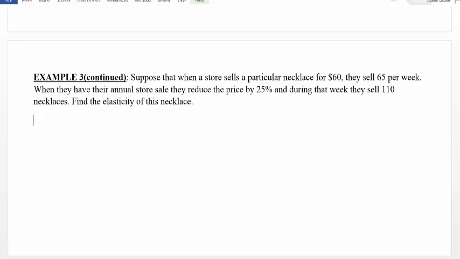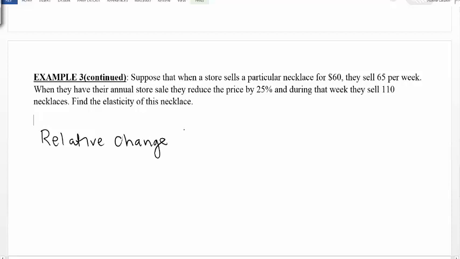In the last problem, we were able to look at the relative change in weekly sales. So the relative change in weekly sales is the relative change of the quantity. And we found that to be approximately 69.23%.